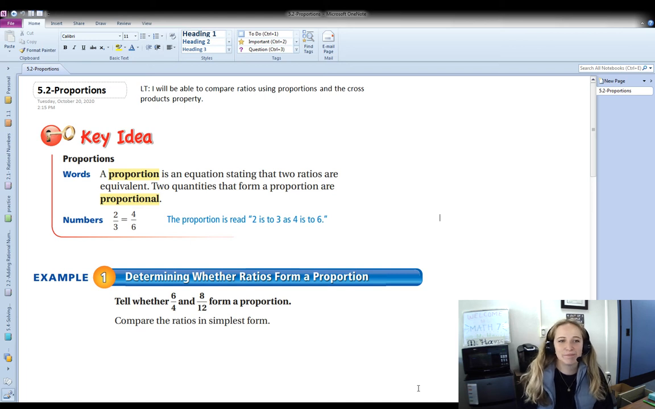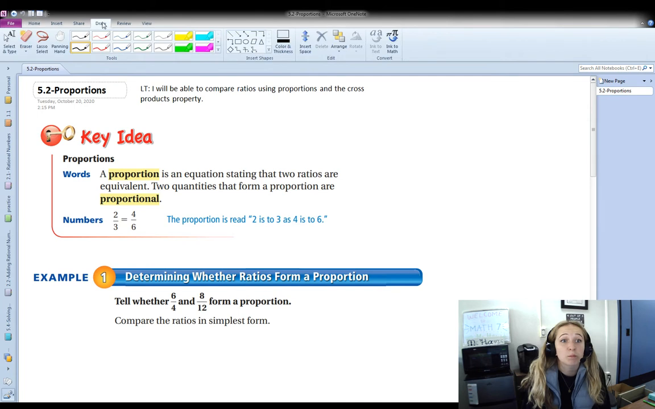All right. Hi, everybody. So today we're going to be talking about 5.2, which is proportions. Again, we're going to be talking about ratios. We're still going to be using things that we talked about in 5.1 for this section. And I love proportions. I think that they are very fun because you kind of get to notice patterns. And I think that that is a cool part about math.